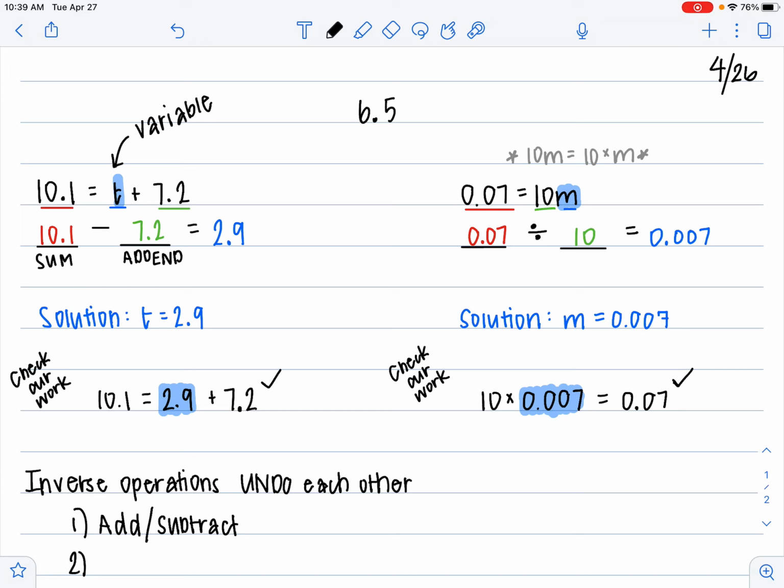The other type of inverse operation, besides addition and subtraction, is, of course, multiplication and division. So we need to be able to use those inverse operations to solve equations, which just means to figure out what those mystery numbers need to be equal to.